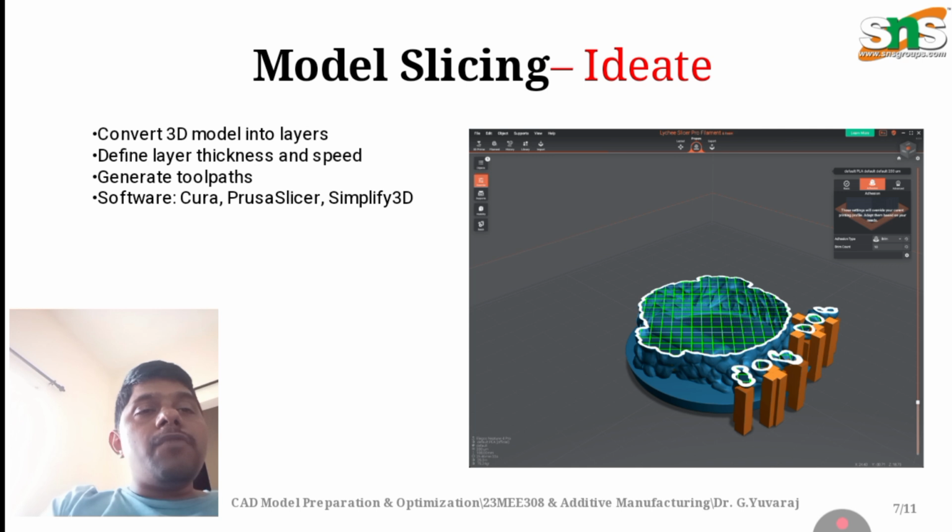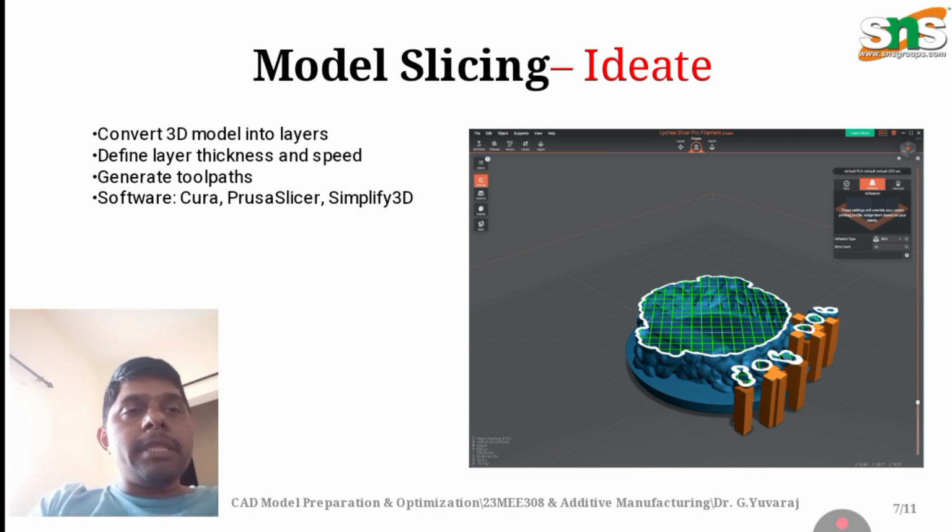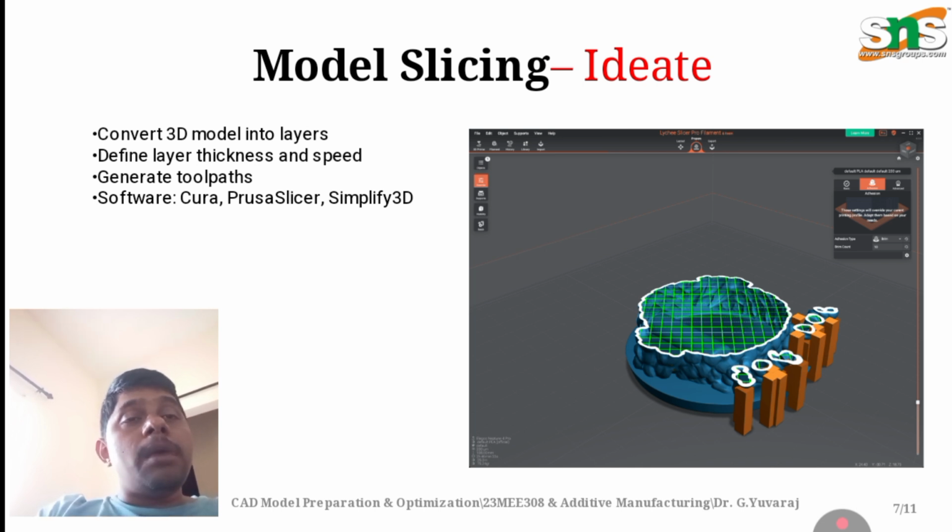And if you are going for model slicing, the second stage of additive manufacturing is slicing. Since we begin the component by designing using the CAD software, once the design has been done, the second step of additive manufacturing is slicing. Here the first and foremost step is to convert the 3D model into layers, because only layer by layer manufacturing can produce the complex part.